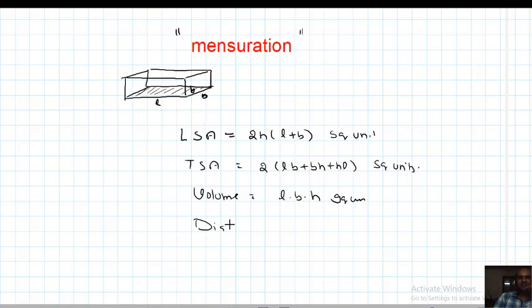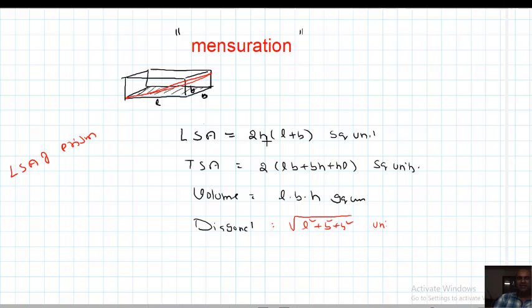Diagonal. Diagonal of a cuboid: this corner to this corner, if you join, this line segment is called the diagonal. Diagonal length is root over L square plus B square plus H square units. Based on this, I will derive formulas for prism. This is also a prism only. I want to find the LSA of a prism.